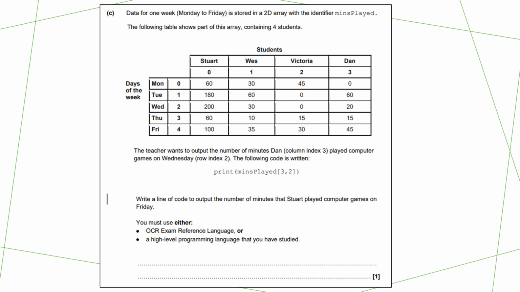Underneath it says write a line of code to output the number of minutes that Stuart played on a Friday. So you just need to use the example, write almost identical code, but just change it to Stuart and a Friday instead. So have a little go and we will move on when you're ready.